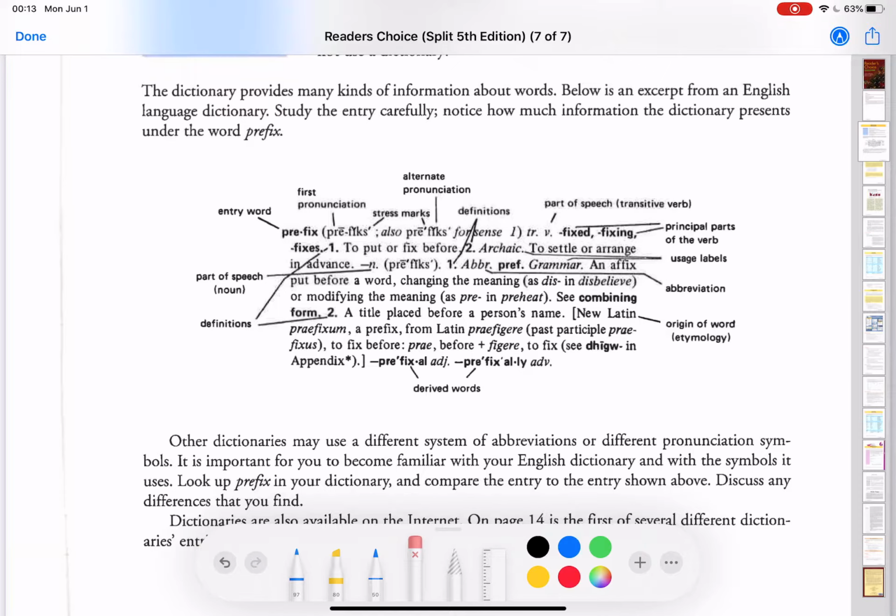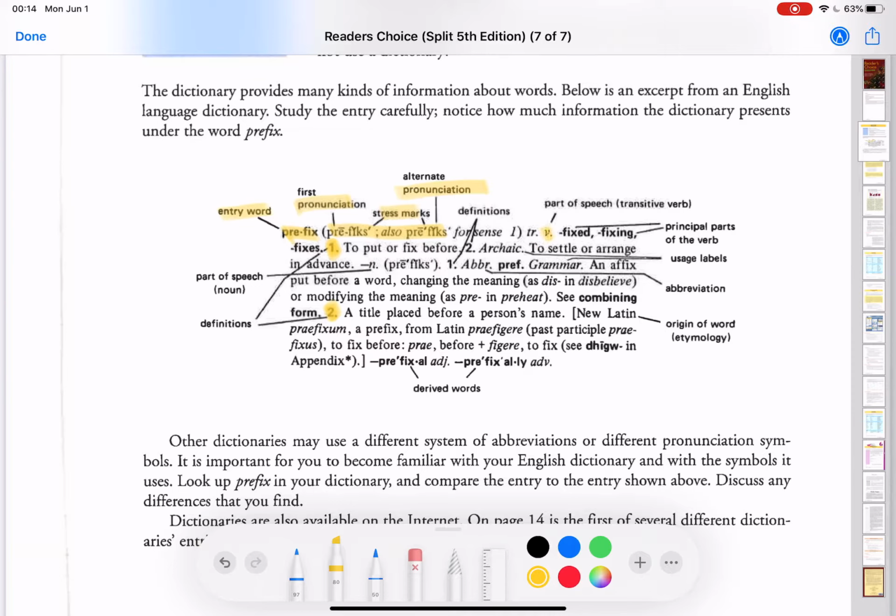So here is the entry word itself, prefix. But also we can see things like here is the pronunciation, the first pronunciation, the stress marks. The definitions are here, and there's alternate definitions. 1, 2, different definitions. Lots of words have more than one definition. Some even have 5, 6, 7, 8, 9, 10 or more definitions.